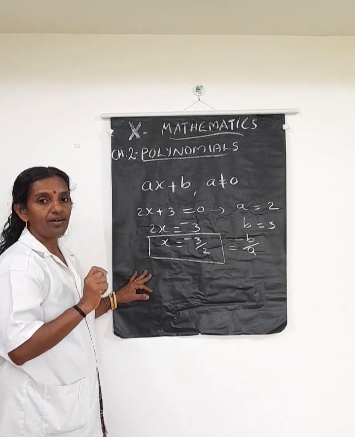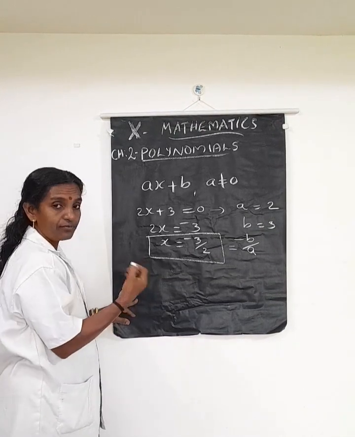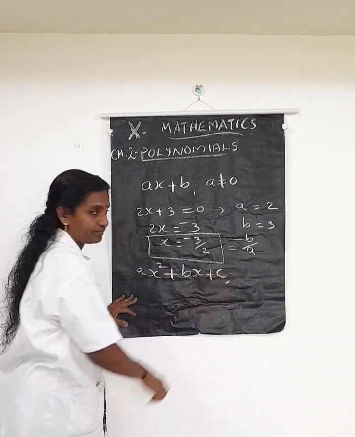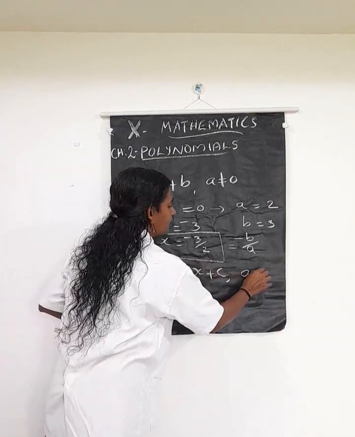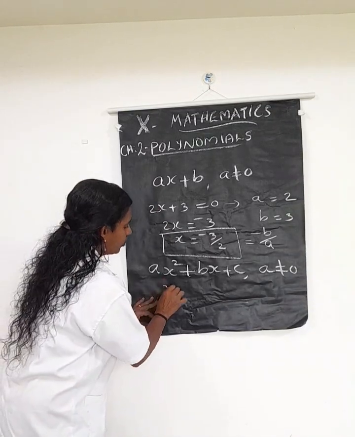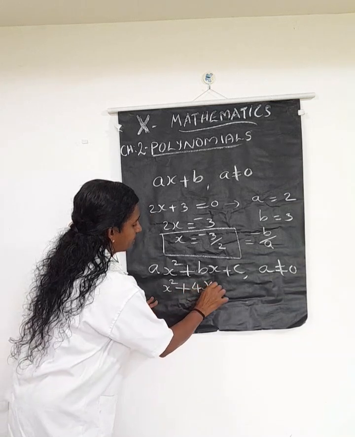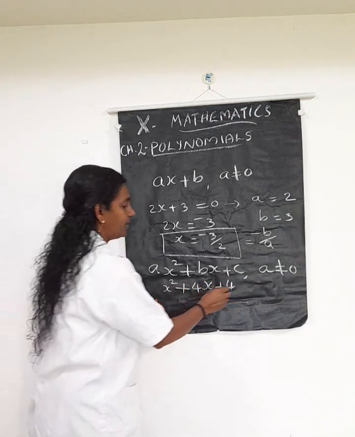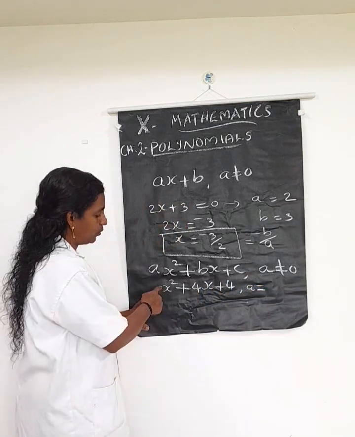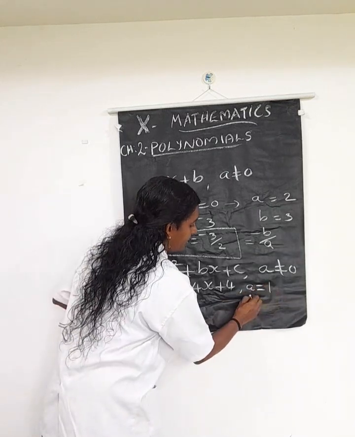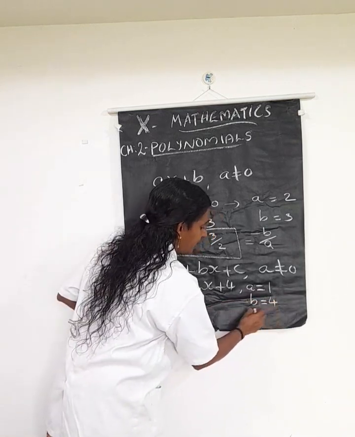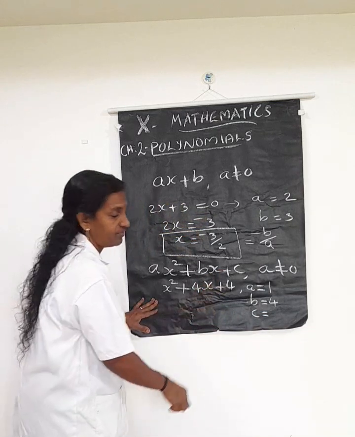Similarly, we can check the quadratic polynomial. What's the standard form? That is ax square plus bx plus c. The condition is a not equal to 0. For example, x square plus 4x plus 4. Here what is a equal to? A is equal to 1, the coefficient of x square, which is 1. What is b equal to? The coefficient of x, that is 4. And what is c? That's a constant term, which is also 4.